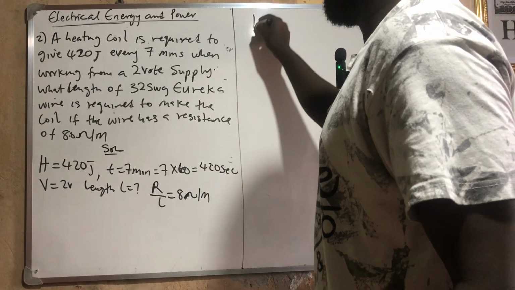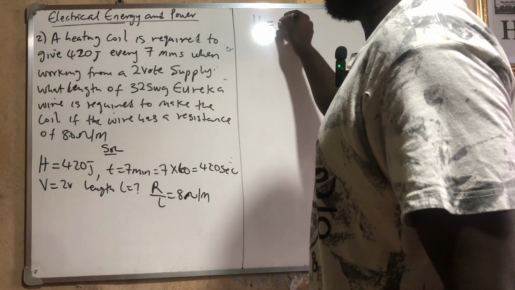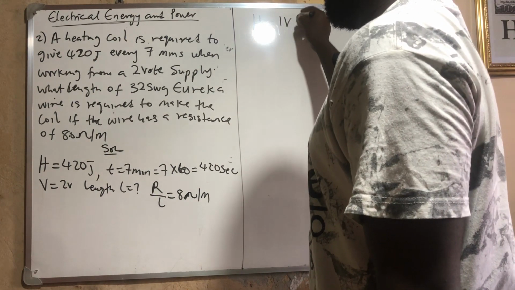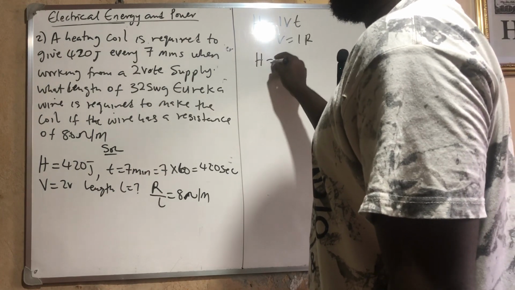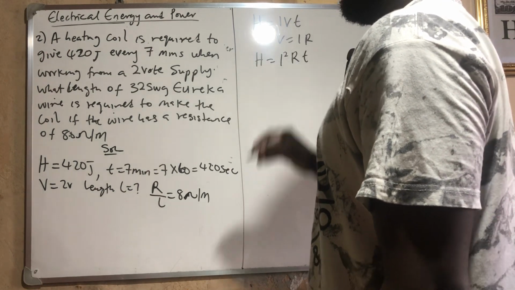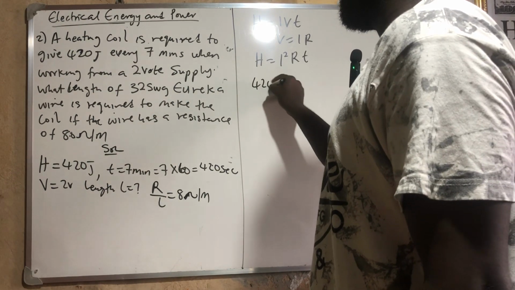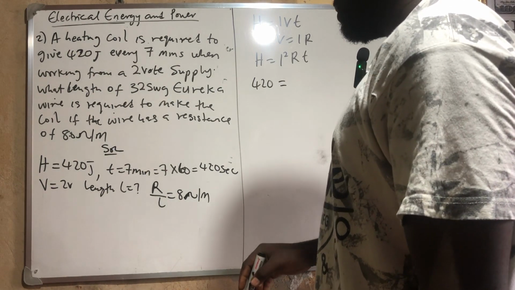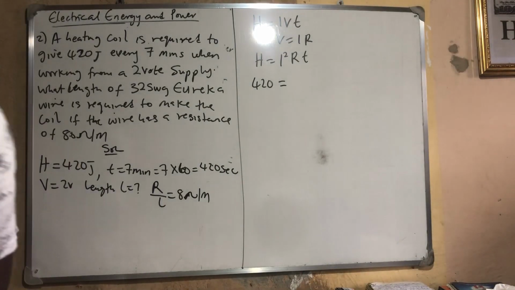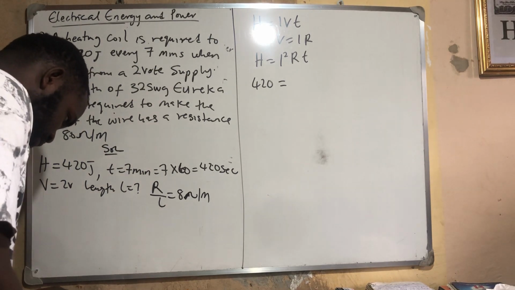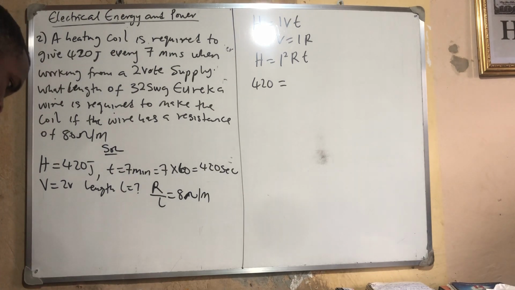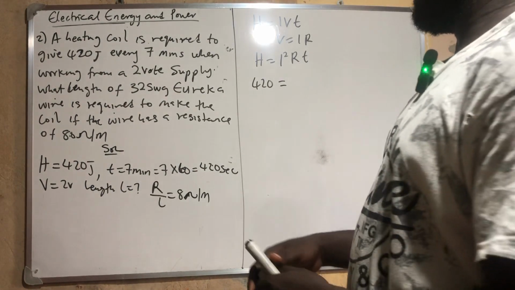That my work done, which is energy, is equal to what? IVT. And I know that V is equal to IR. So if I put it here, I will now have energy equal to I squared RT. So my energy 420 is equal to my I. Was I given the current that passes through there? Is there anything like current? Okay, they didn't give us current.